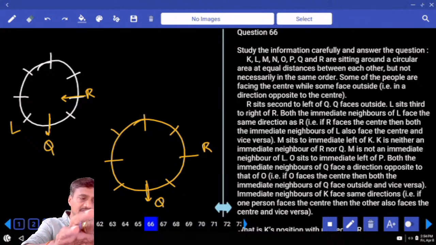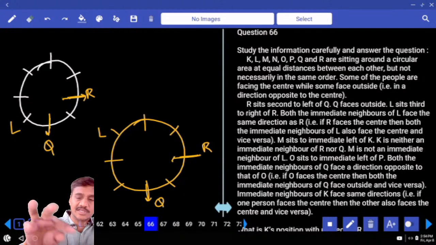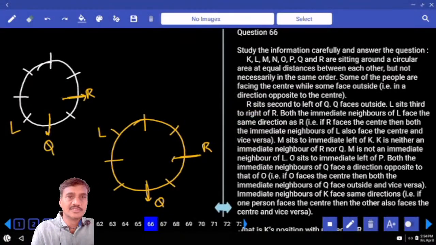Now in the first case, R must be away from the center, and L sits south to the right. In this case, R must be towards the center. L sits south to the right of R. Now R is facing towards the center here, and R is away from the center there.